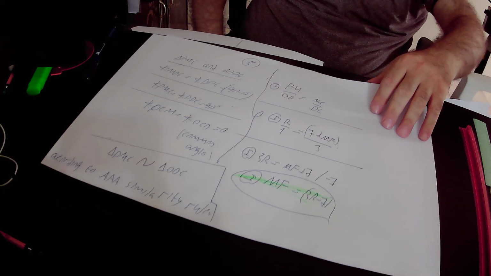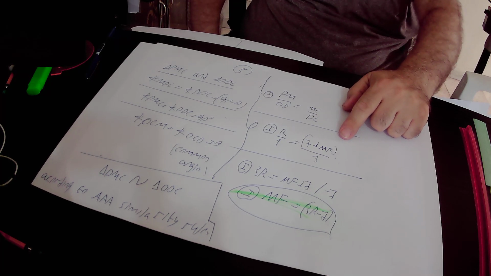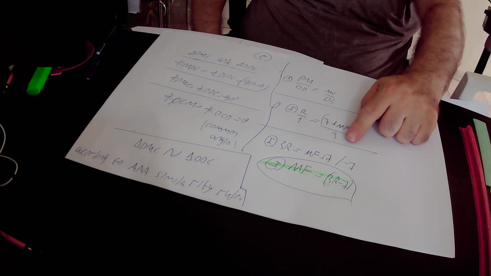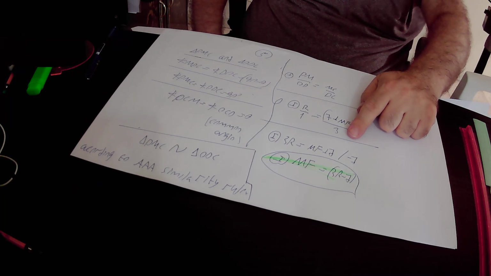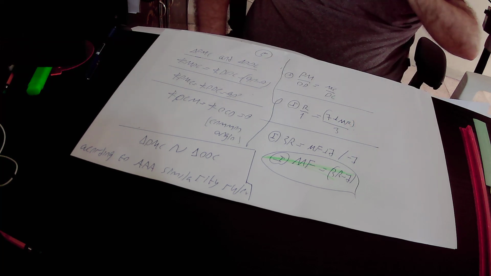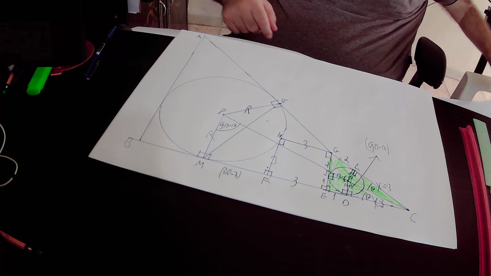So we got here equation number 1, that R equals (7 plus MF) over 3. We multiply this equation number 1 by 3, and found out that 3R equals MF plus 7. We subtracted 7 from this equation, and found out that MF equals 3R minus 7. Here, MF equals 3R minus 7.